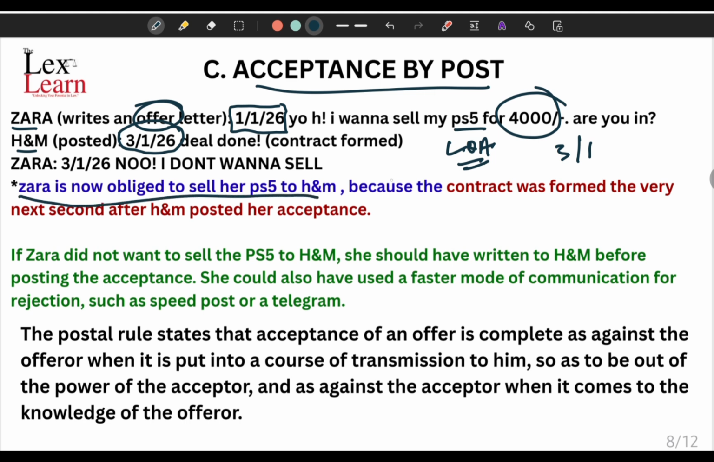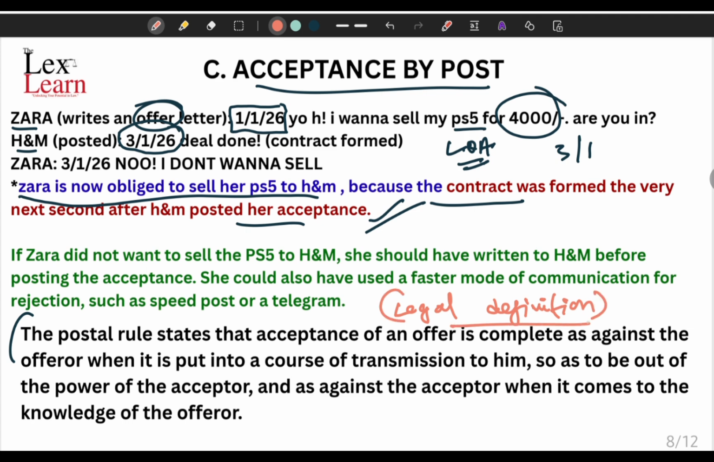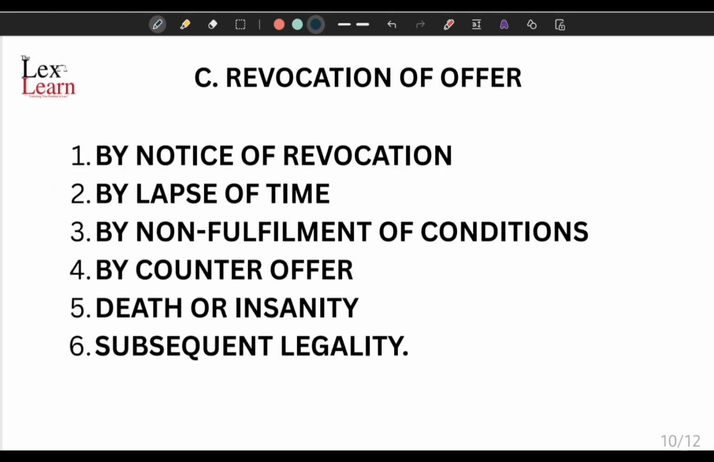Here you can see it in the blue text and the red text. And this is the postal rule. This is the legal definition of the postal rule, and I'd urge you to go through this and learn it thoroughly.